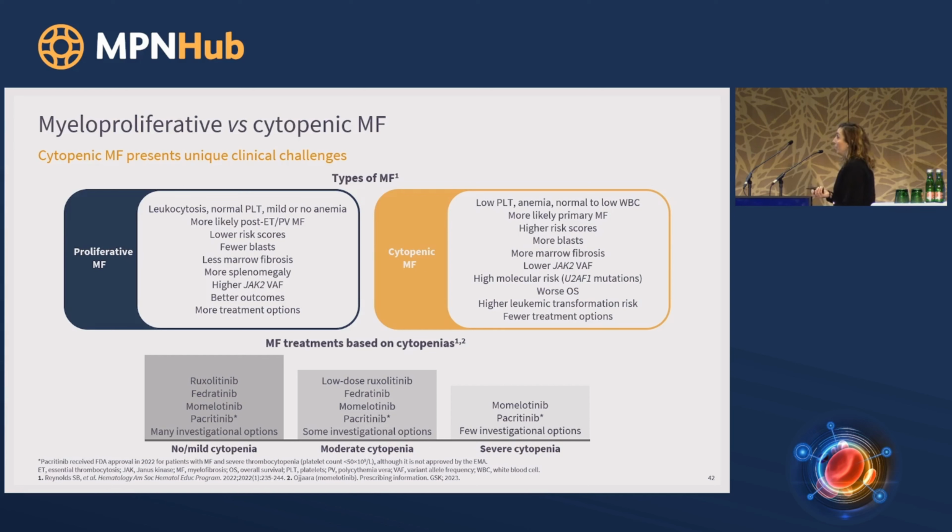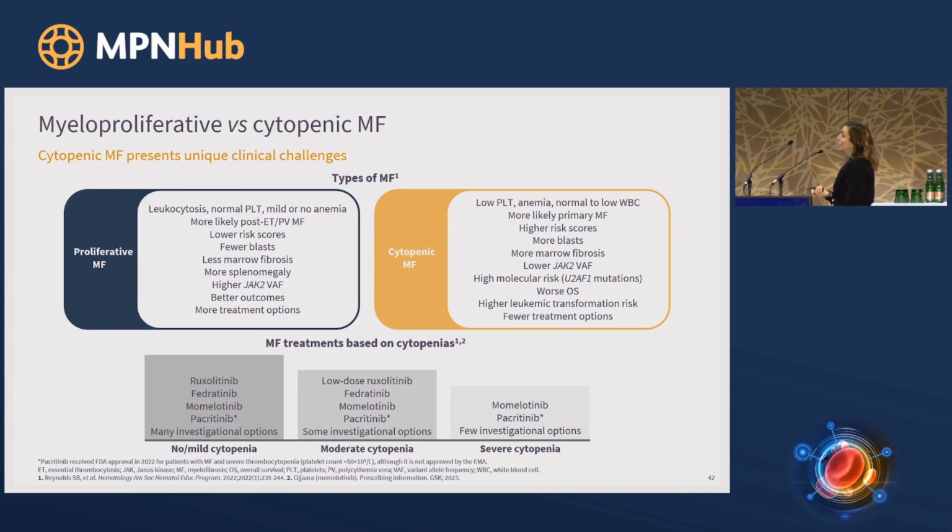Cytopenic myelofibrosis is increasingly considered as a phenotype characterized by specific features, including, for example, more likely high-risk primary myelofibrosis, characterized by a higher grade of fibrosis or blast cells. These patients often have a lower allele burden of driver mutation and are enriched in patients harboring high molecular risk mutated genes. In particular, U2AF1 seems to be strictly related to the cytopenic phenotype.